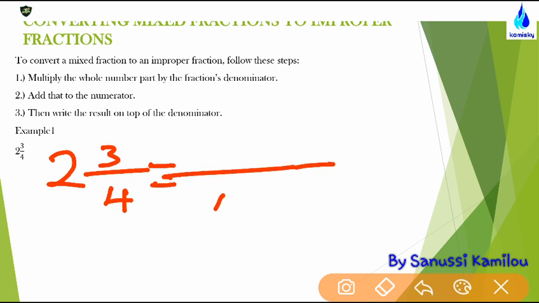I am keeping the 4. As I told you, the 4 we are not changing it. The denominator we are not changing it. So they say that the first step is saying that multiply the whole number part by the fraction's denominator. The whole number over here is 2. Then they say we should multiply by the denominator. Our denominator is the 4 over here. So times 4.